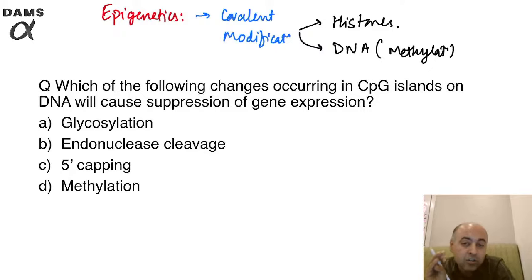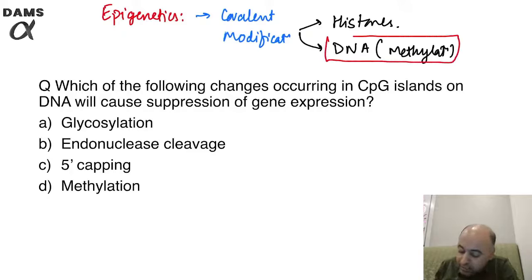You can see acetylation, ADP ribosylation, methylation, phosphorylation, citrullination, monoubiquitination, you can even see addition of proteins like SUMO, sometimes known as sumoylation. So you have different modifications in histones, but in the DNA, only one change, and that is the DNA methylation.